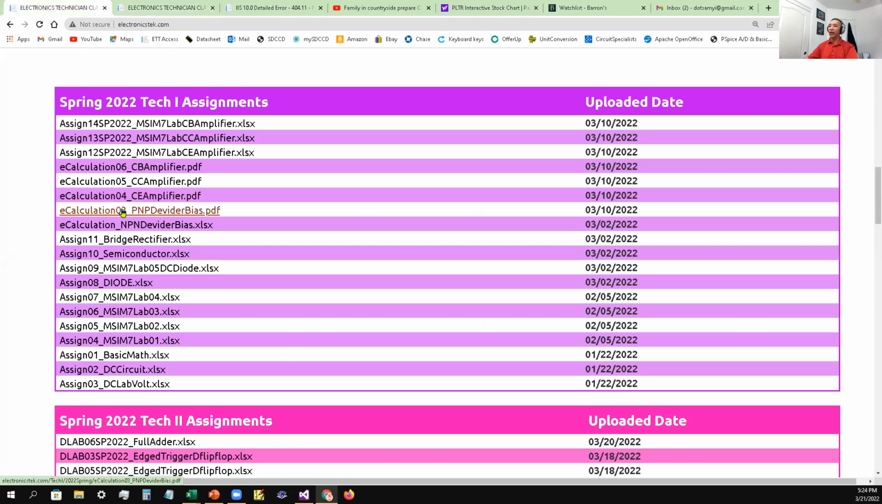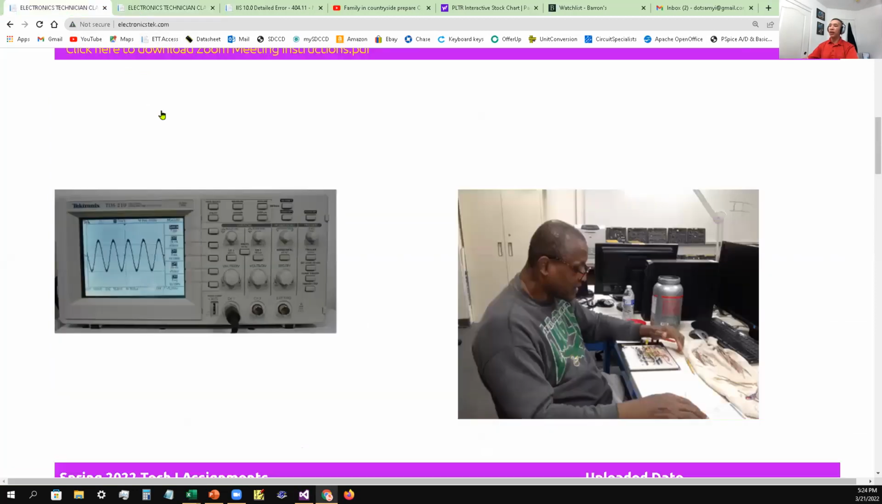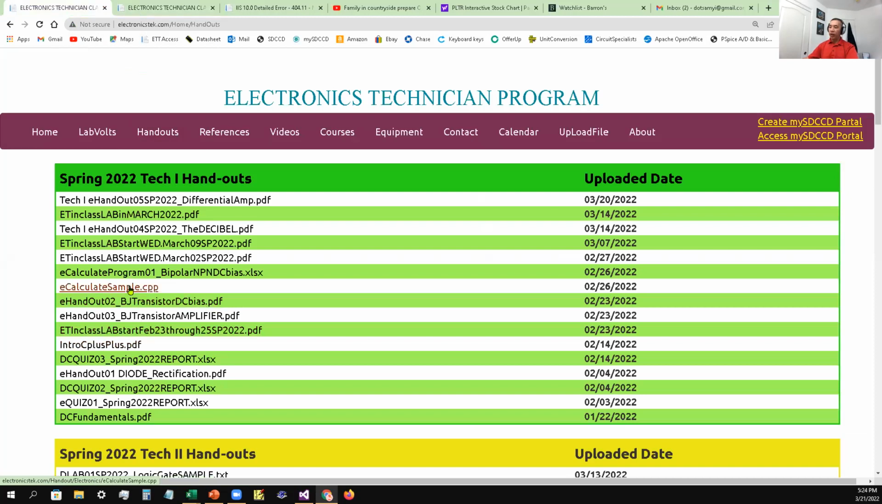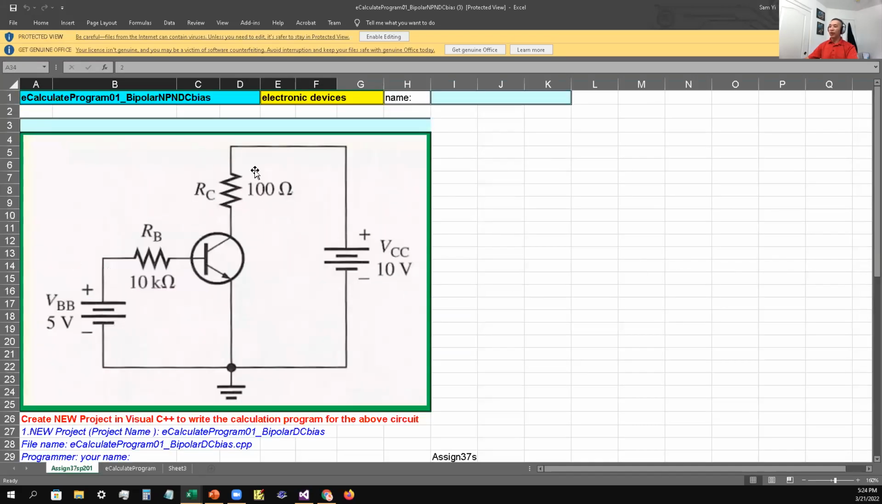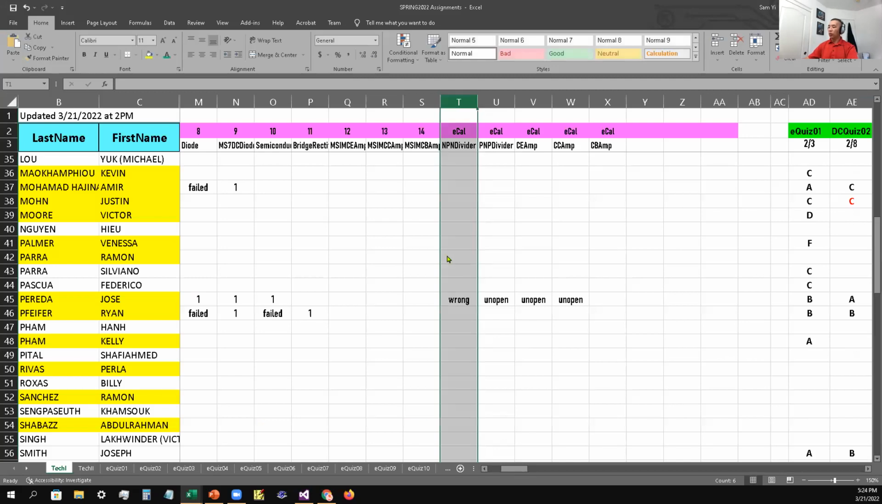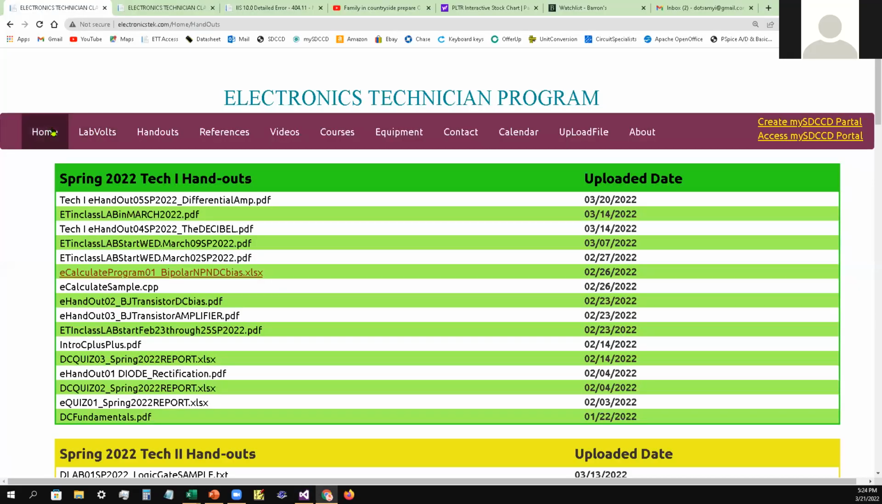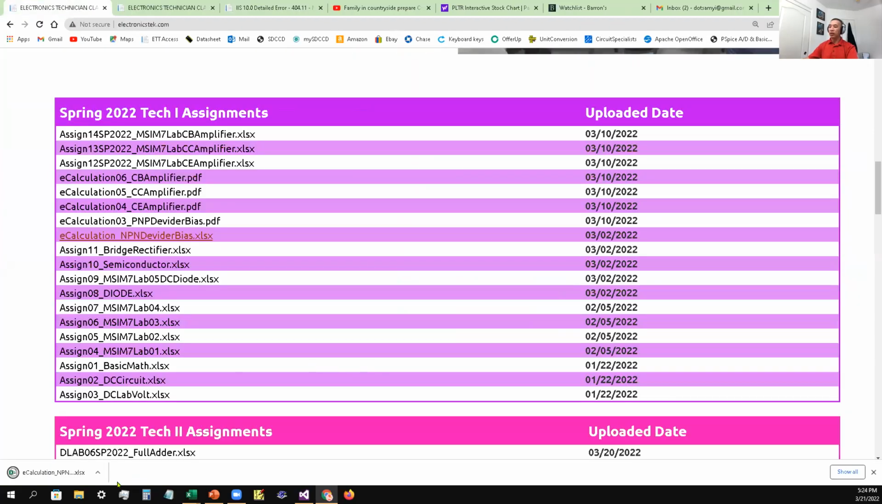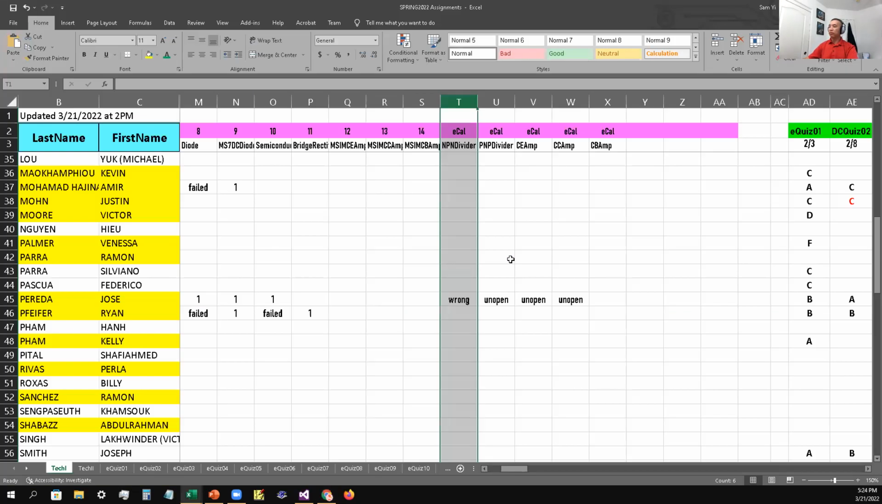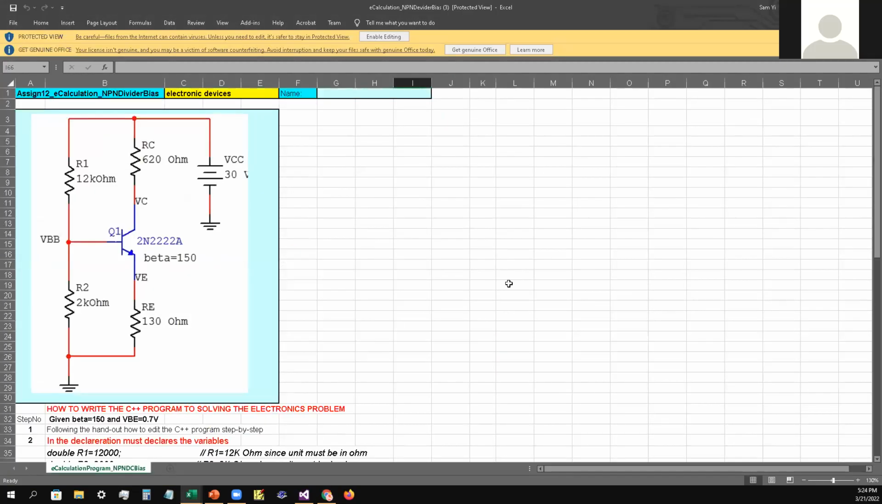From the handout, the e-calculation, I was looking at the program, and it was based on this Excel here. Let me see. Because I look at the variable, so this was based on this one here. And the one that is supposed to be from the website, the one from the homework, is, let me see, NPN. The NPN would be this one here. Okay, so I'll re-upload and modify the one.